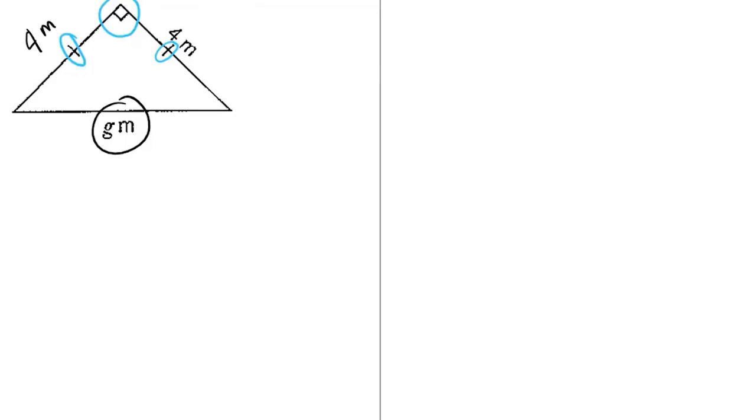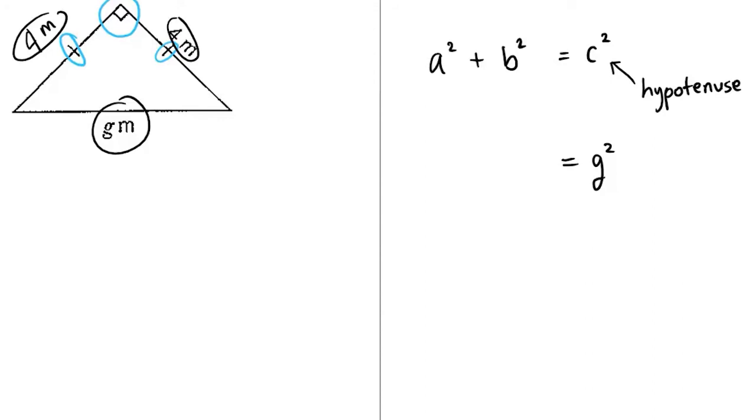Now we are going to apply Pythagoras' theorem. Pythagoras' theorem is a squared plus b squared is equal to c squared. C squared here is the hypotenuse of this triangle, or the longest side of this triangle. So in this case, c squared is g squared. And how about a and b? A and b would be the other two sides. In this case, it's 4 meters and another 4 meters.